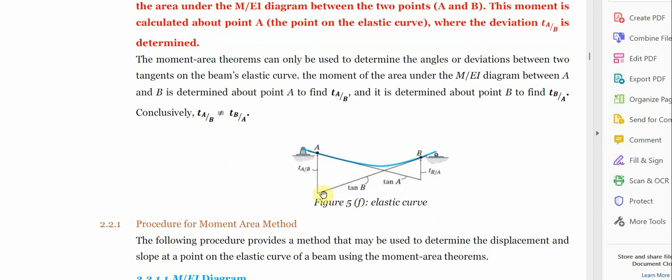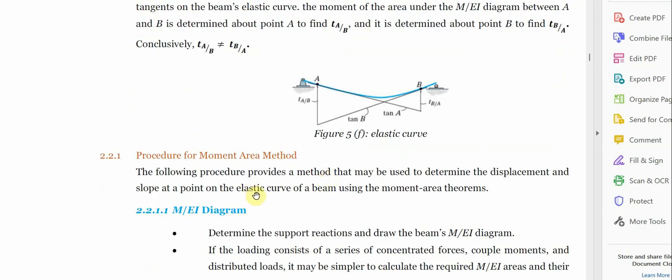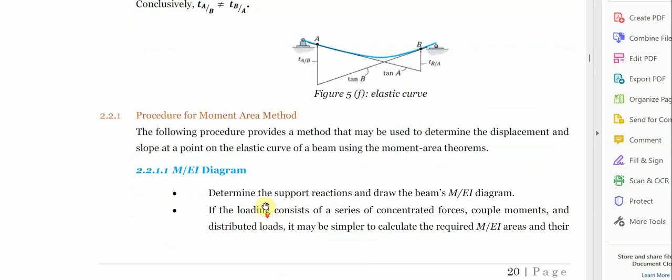So the procedure for the moment area method is that we first determine the support reactions and we draw the M over EI diagram.